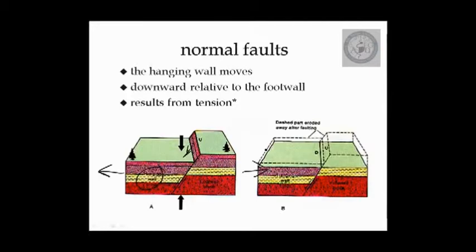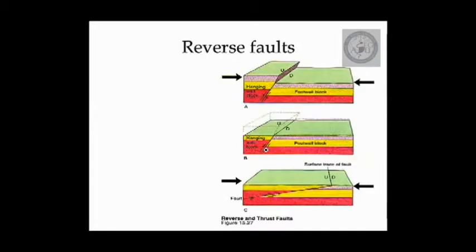The opposite of a normal fault dip slip is a reverse fault, which results from compression. In a reverse fault, the hanging wall has moved upward relative to the footwall. It is the upthrust as opposed to the downdropped.